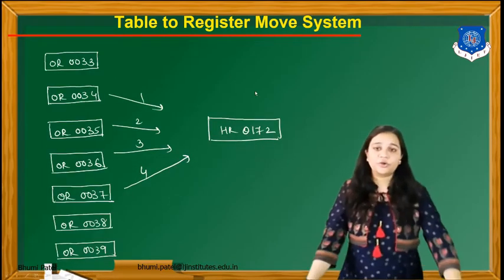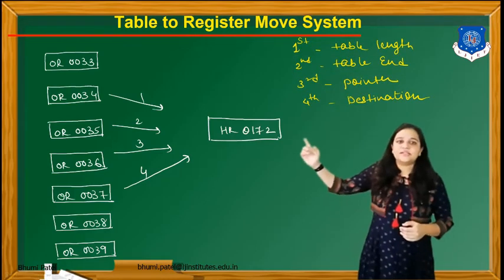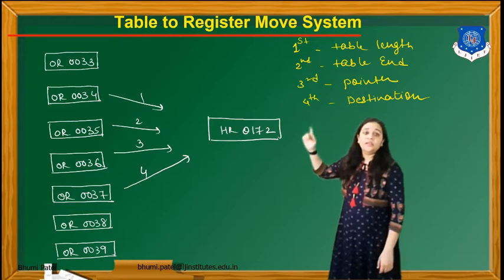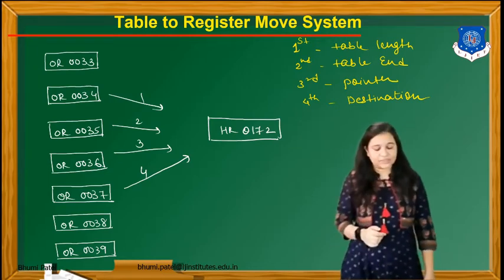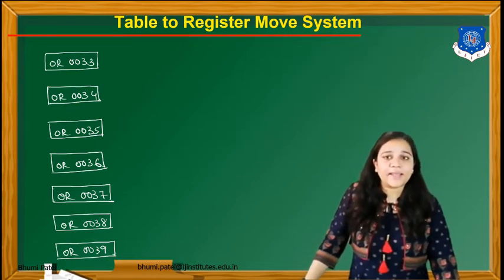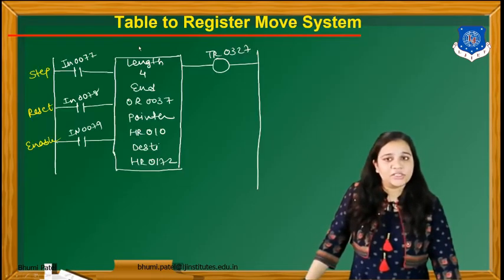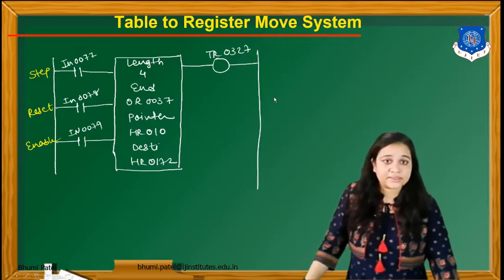Now the first location indicates the table length, the second indicates the table, the third one is the pointer, and the fourth one is the destination. So whenever you draw the ladder diagram for the table to register, you have to write the length, end point, pointer and the destination address. Clear?